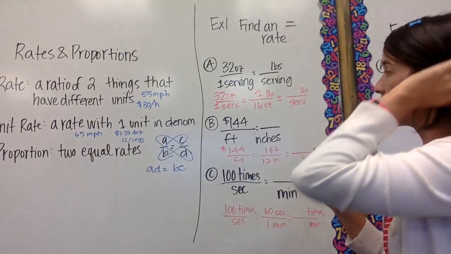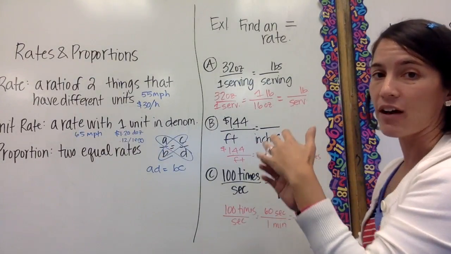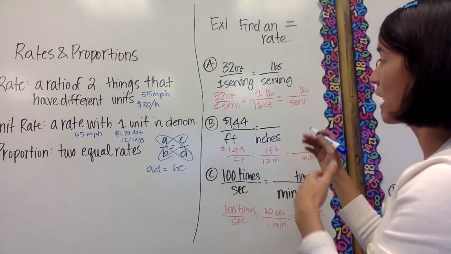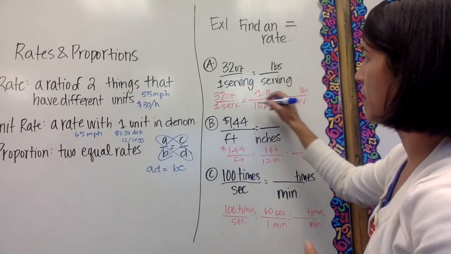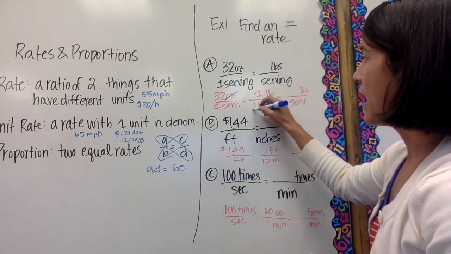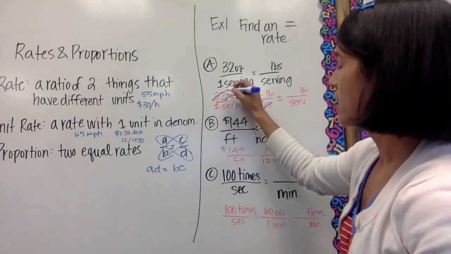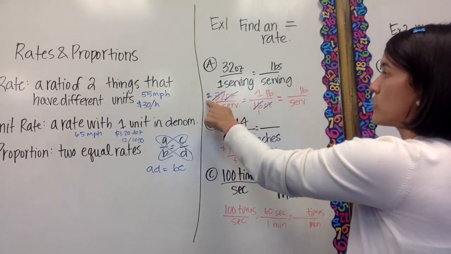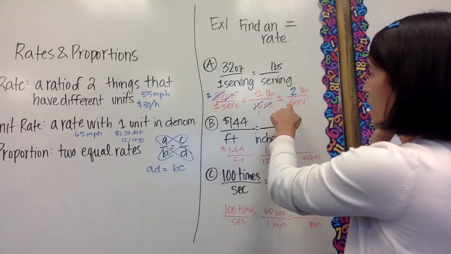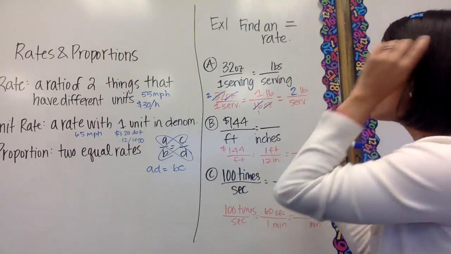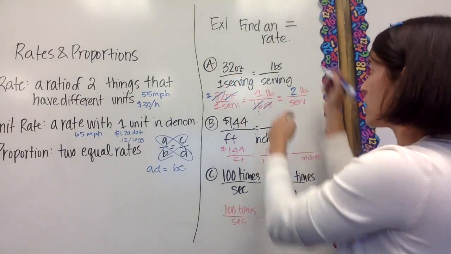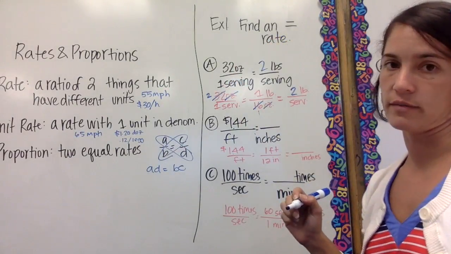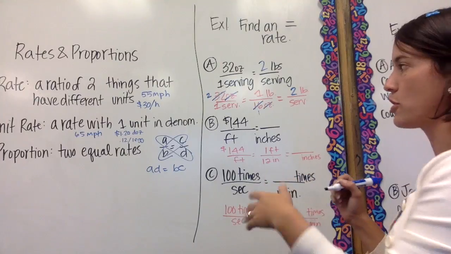Now, if you notice, I have to put my ounces diagonal from each other so they will cancel. So do you see ounces, ounces? My ounces will cancel, and 16 will go into 16 once, and 16 will go into 32 twice. Now I can multiply. 2 times 1 is 2, and 1 times 1 is 1. So 32 ounces would equal 2 pounds per serving. So that's how it works. Let me show you B.